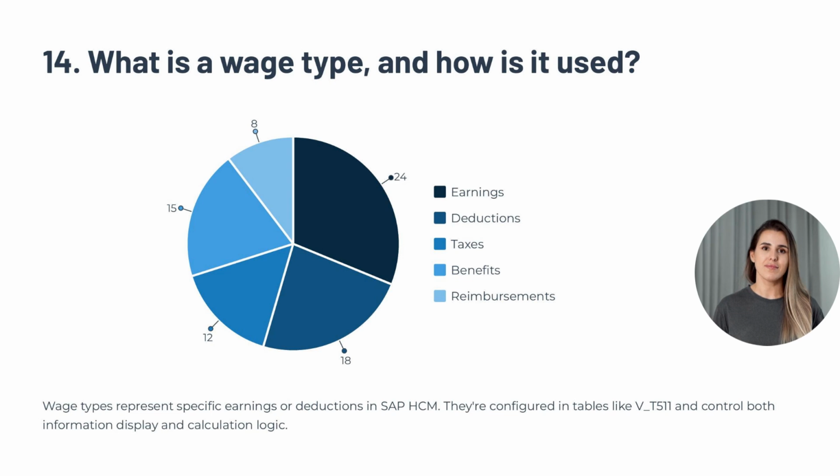14. What is a wage type and how is it used? A wage type represents earnings or deductions like basic pay, bonuses, or tax. It's configured in tables like V_T511 and is used in both infotype maintenance and payroll processing.